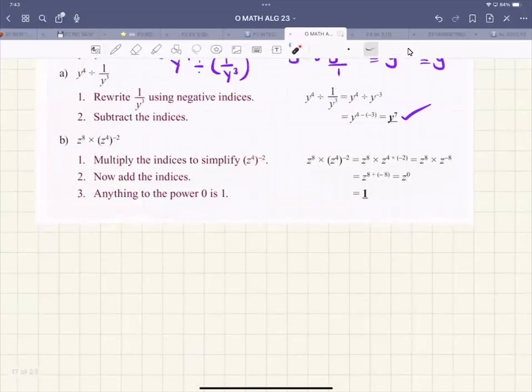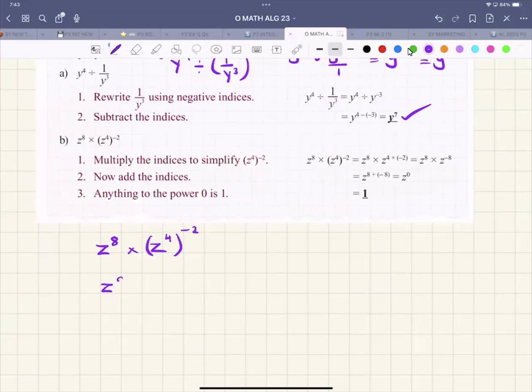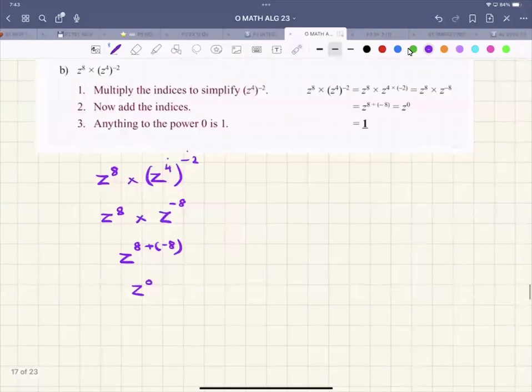Similarly, if I have part B, z power 8 into z raised to power of 4 raised to power of negative 2. Z power 8 into z raised to power of 4 and negative 2 multiplied, which is negative 8. Z raised to power of 8 plus negative 8, which is z raised to power of 0, which comes out to be 1.